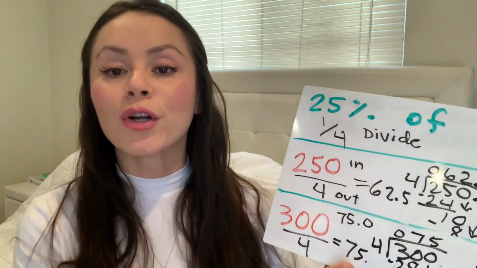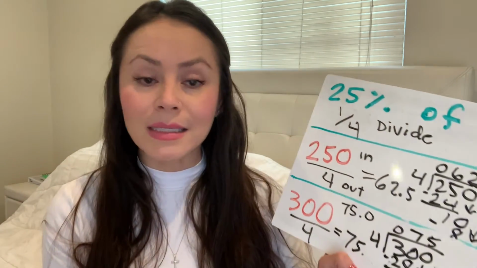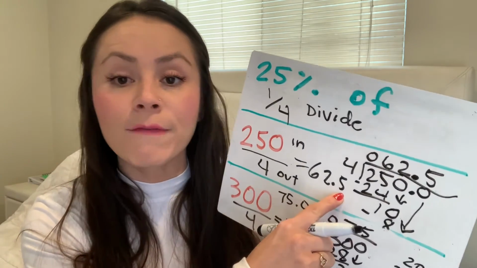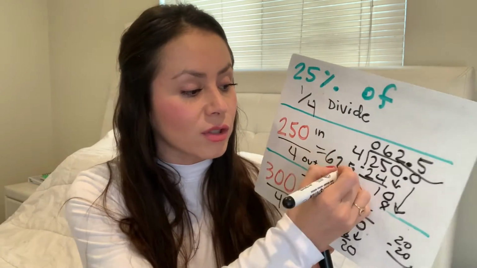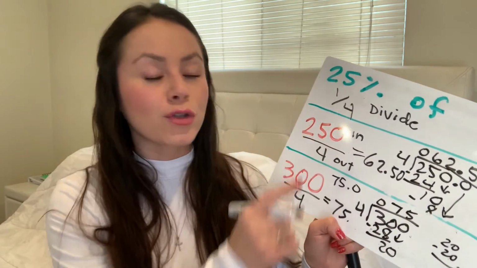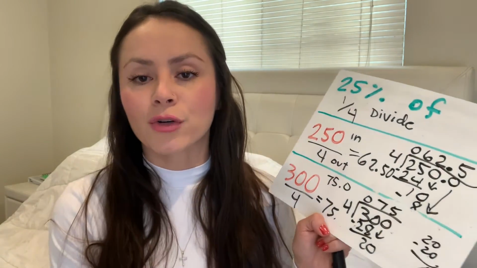If their total was $250, you have to give them a 25% discount. That means you must give them $62 with 50 cents. That 0.5 doesn't mean 5 cents. It means 50 cents. There's an invisible zero back here. So you have to give them that discount. So you subtract that from the total so you can charge them their actual amount.